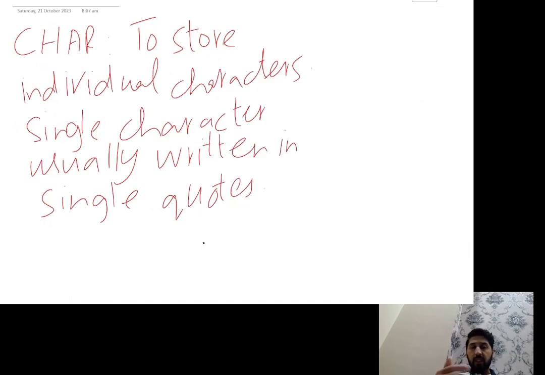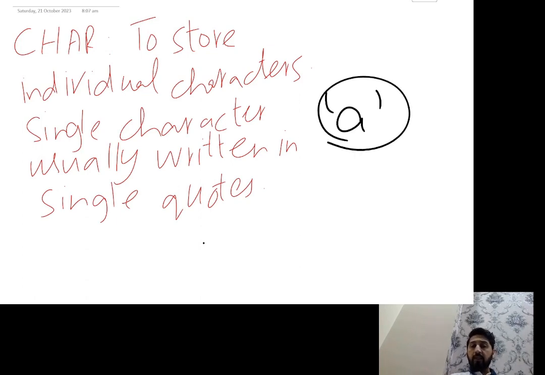Okay, then comes the char data type. Char data type is used to store individual characters. They are used to represent a single character. This single character is usually written in single quotes. For example, if I want to initialize a particular value as 'a', just like in the class we did that question of inputting a character and outputting if it is a vowel or not. That is also a character.